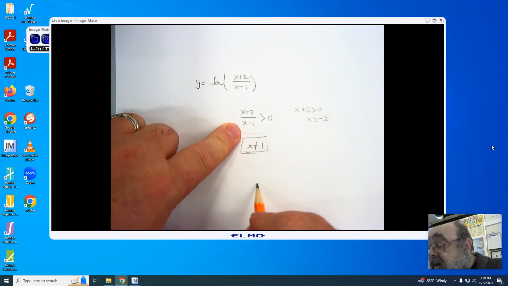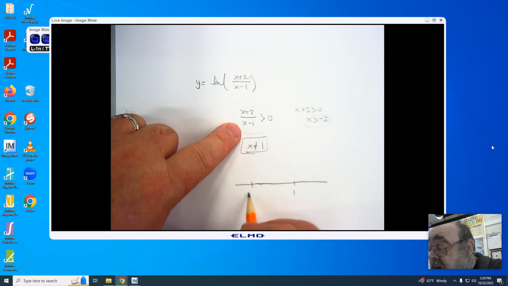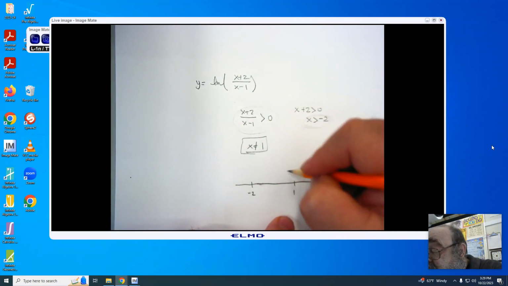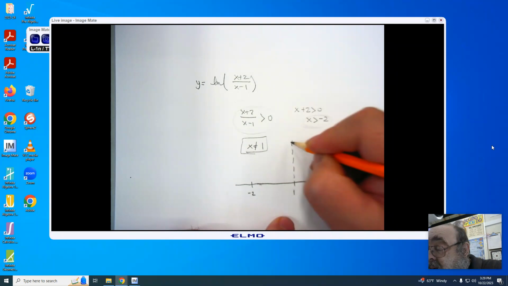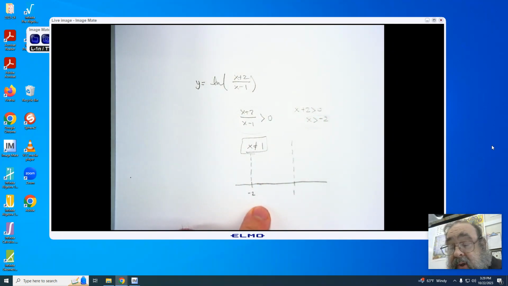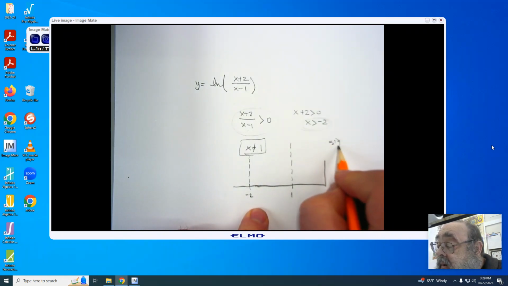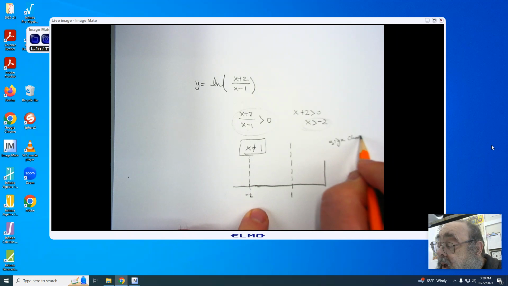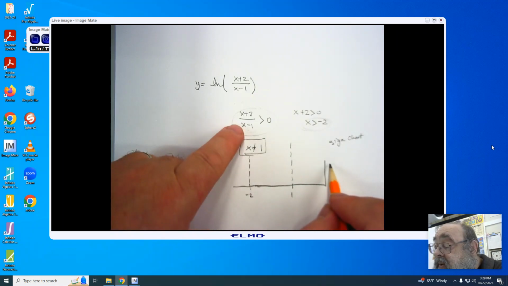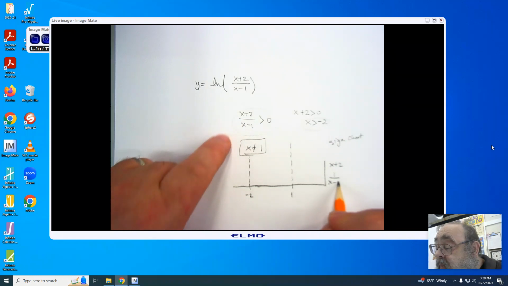Now this requires me to look at what is referred to as a sign chart. I'm going to use my 1 here, and a negative 2 down here. Now the 1 is my asymptote, and I'm also going to put a perpendicular dashed line there. This is referred to as a sign chart. And it allows me to figure out products, x plus 2 and 1 over x minus 1.